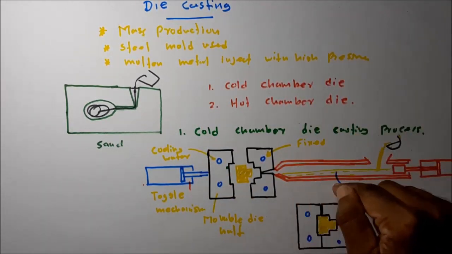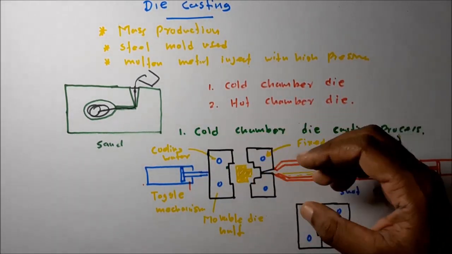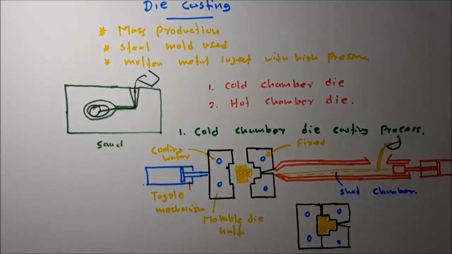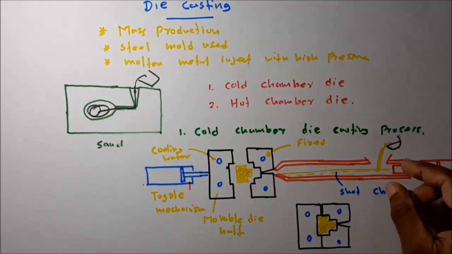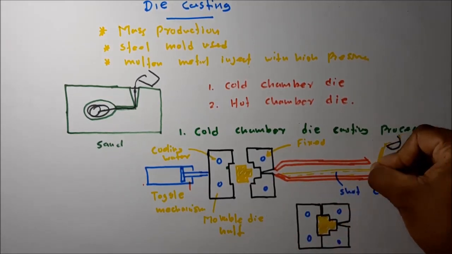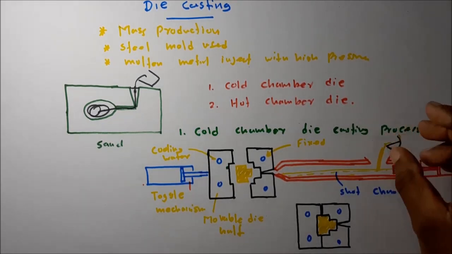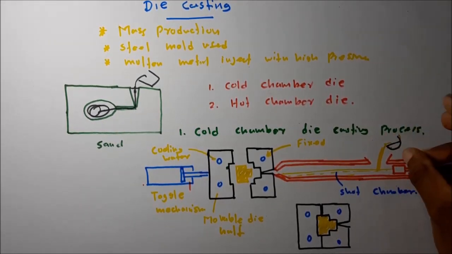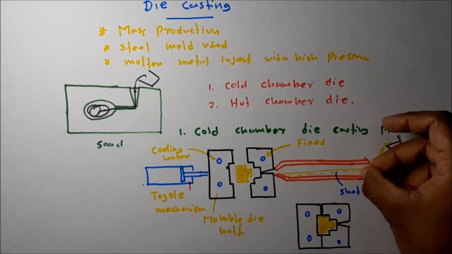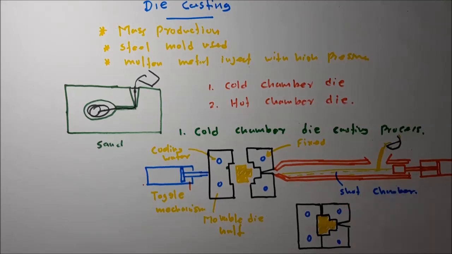That means this chamber is at room temperature in cold chamber die casting, but in hot chamber die casting it is dipped in a molten metal pool. In a cold chamber die casting process, every cycle the molten metal has to be manually put into the chamber. A predefined volume of molten metal has to go into this chamber in each production cycle. But hot chamber die casting is a fully automatic process.